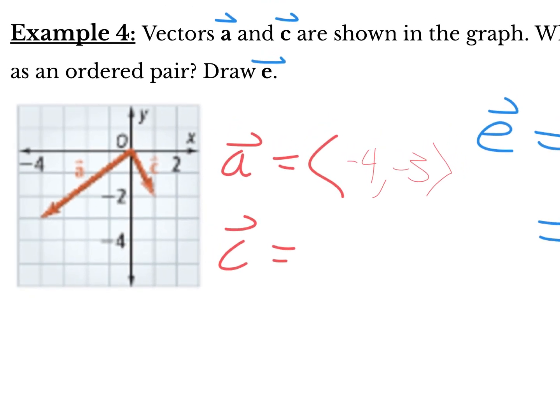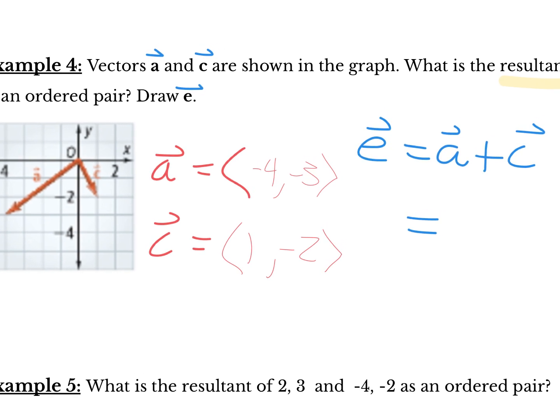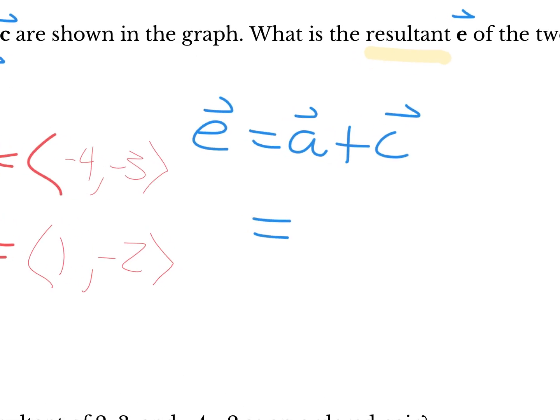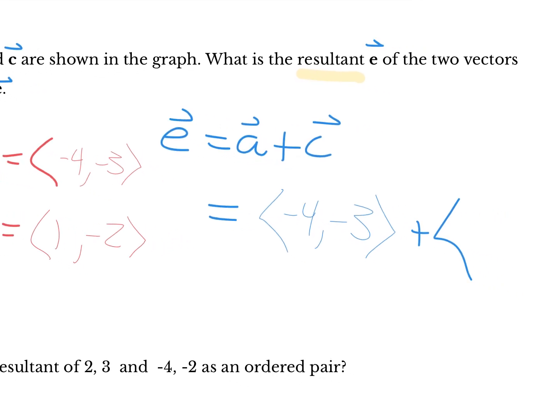And then vector C over here is going to be when x is 1 and when y is -2. So vector C is the vector 1, -2. These are the two vectors that I'm adding together to get vector E. So let's write this down. Vector E equals vector A plus vector C. That's going to be vector -4, -3, because that's vector A, plus vector 1, -2. That is vector C.